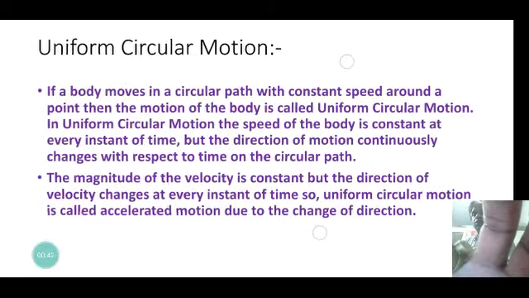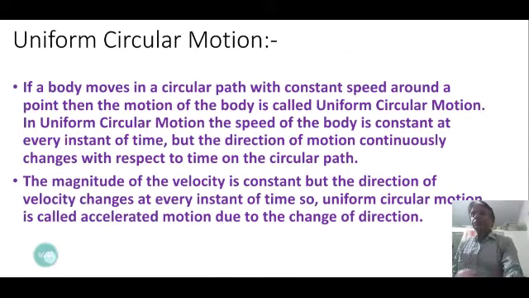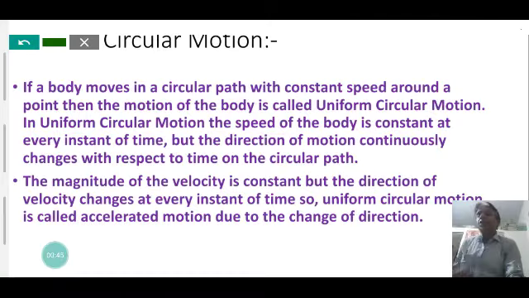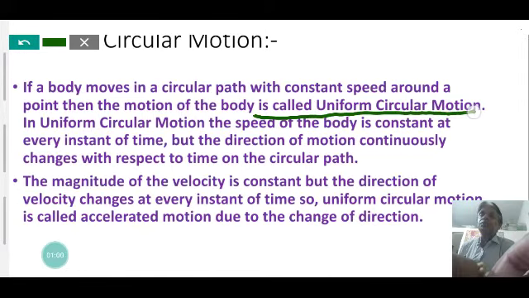Uniform circular motion is defined as follows: if a body follows a circular path with constant, uniform speed around a point, then the motion of the body is called uniform circular motion. In the circular path, the motion of the body is uniform, that is, the speed of the body is uniform.